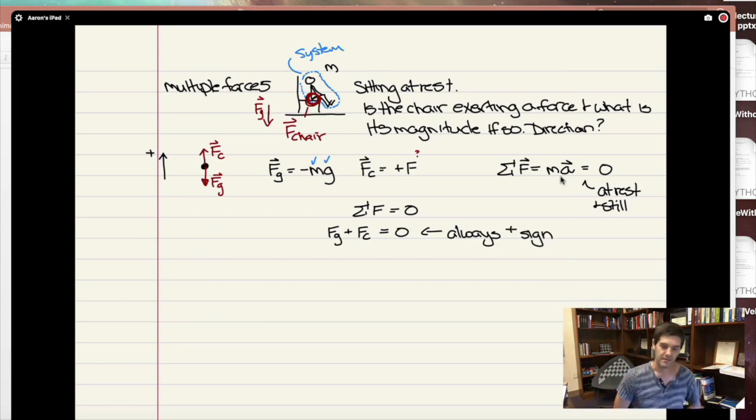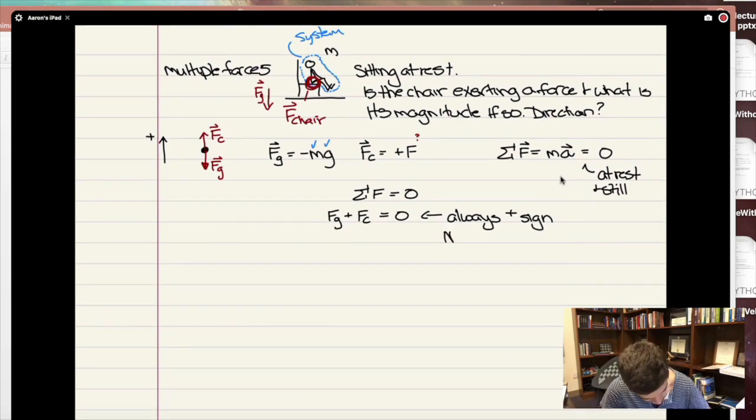In this first step, I'm writing the sum of the forces, and I have yet to include any information with regard to the coordinate system here. Here, Newton's law just says add up the forces. So in this case, I'm adding up the forces. Always have plus signs in this case. So no use of coordinate system yet.